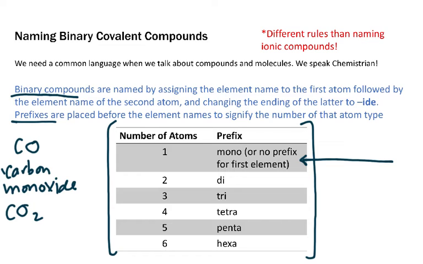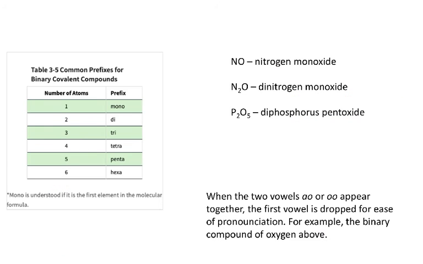CO2 is another one. It's very well known, well talked about. So it's carbon, and then O2 makes dioxide, carbon dioxide. Okay. Here's a few more examples. NO. Here, NO is nitrogen monoxide, right? So again, the nitrogen on the front does not have the prefix, but the second element, monoxide, does.